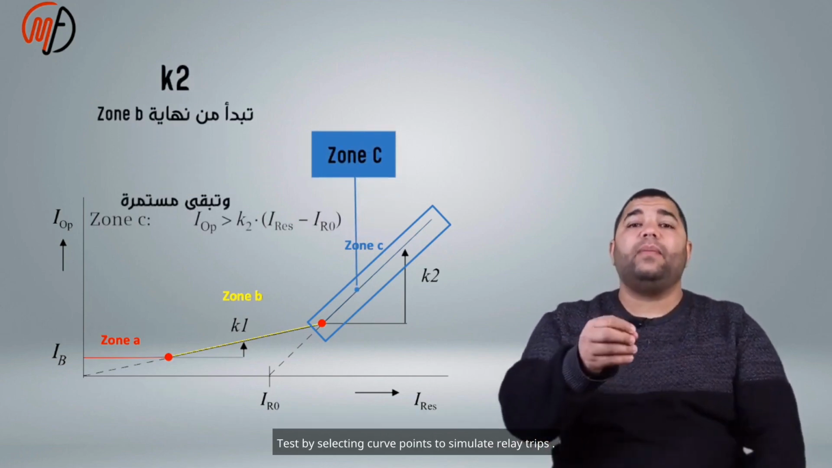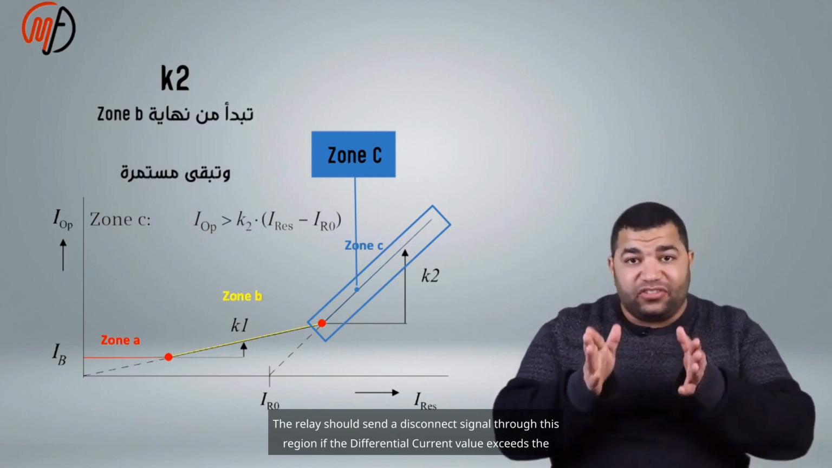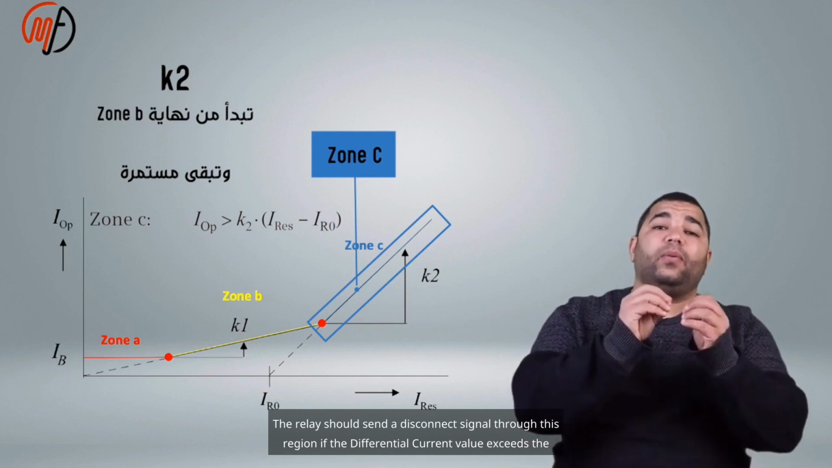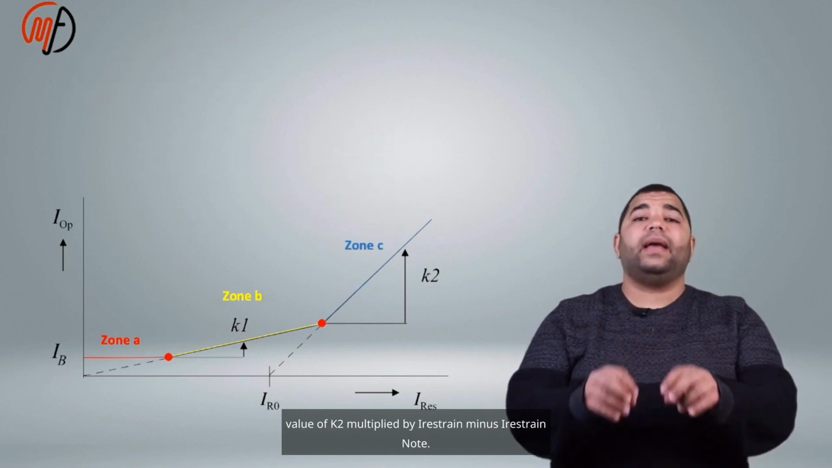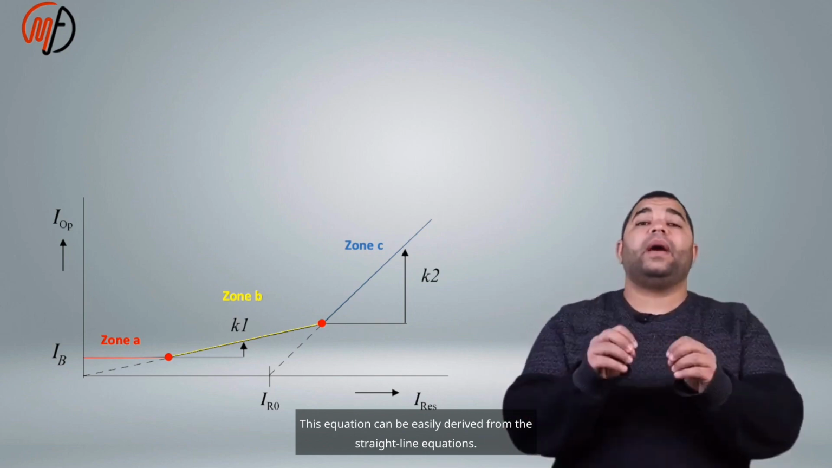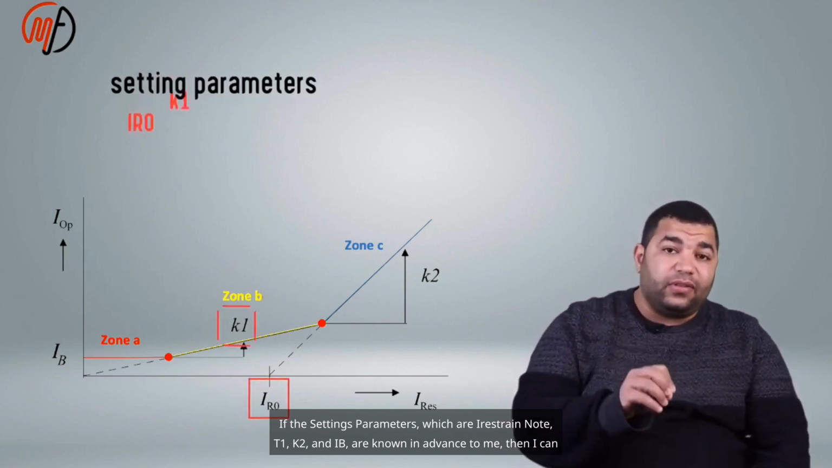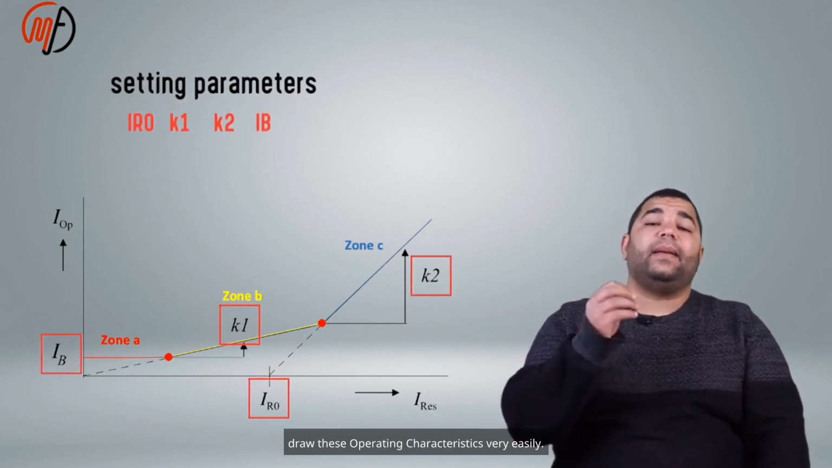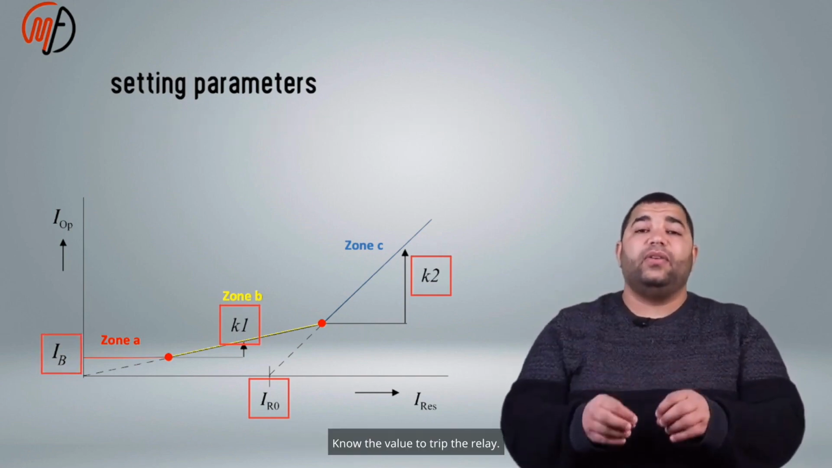Test by selecting curve points to simulate relay trips. The relay should send a disconnect signal through this region, if the differential current value exceeds the value of K2 multiplied by I restrain minus I restrain note. This equation can be easily derived from the straight line equations. If the settings parameters, which are I restrain note, T1, K2, and IB, are known in advance to me, then I can draw these operating characteristics very easily. Know the value to trip the relay.